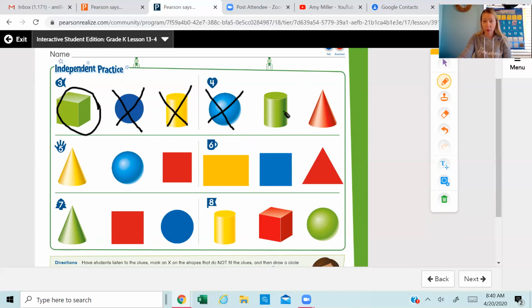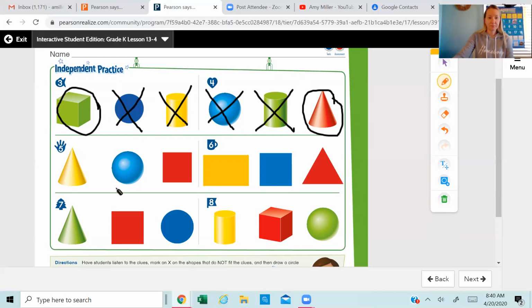The last clue is I have only 1 flat surface. How many flat surfaces does a cylinder have? 1, 2. Oh, it has 2, so we have to cross them off. How many flat surfaces does a cone have? 1 right on the bottom. Good job. So it must be the cone.